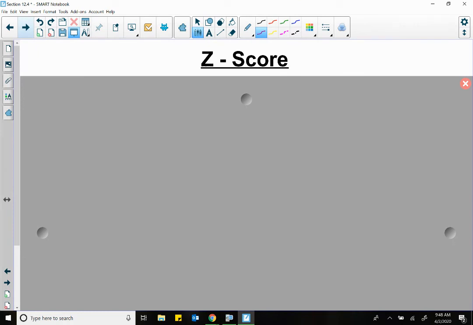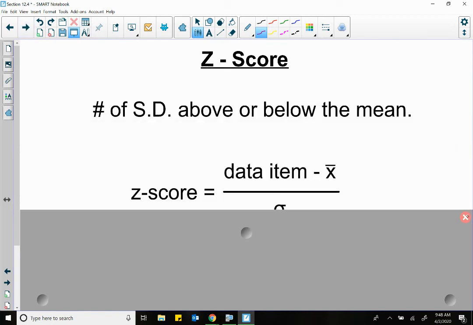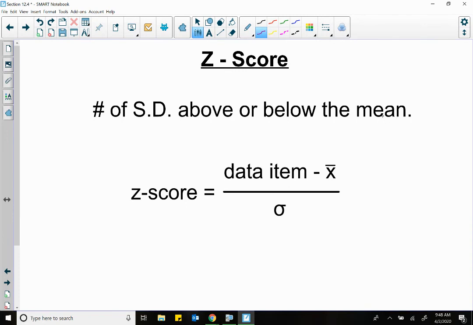Okay? So a z-score is the number of standard deviations above or below the mean a data value is. So it's turning your data value into a standard deviation number. Again, it makes it unitless. And here's the formula for it. If you want the z-score, you're going to take the data item minus the mean and then divide it by the standard deviation, and that's your z-score. Super easy. The data value minus the mean divided by the standard deviation.